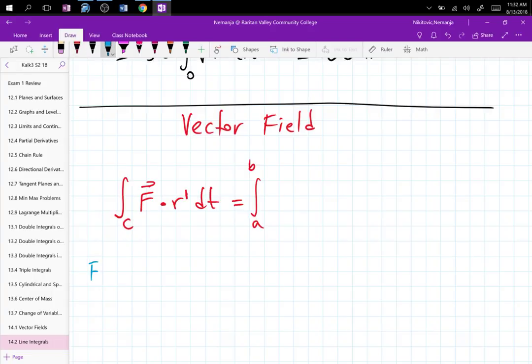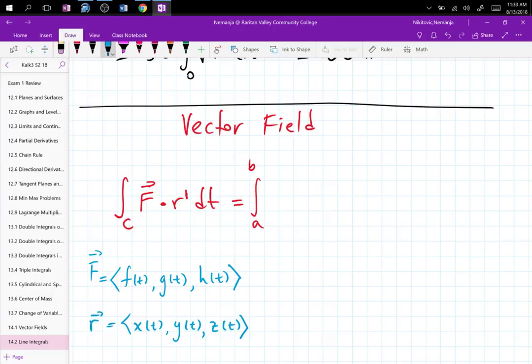First, vector field F from last lecture. Vector field F had f of t, g of t, and h of t as functions, and your R had x of t, y of t, and z of t as components, and that's from chapter 11. So now I have the dot product of these, which means multiply the first two, plus multiply the second two, plus multiply the third pair, right?